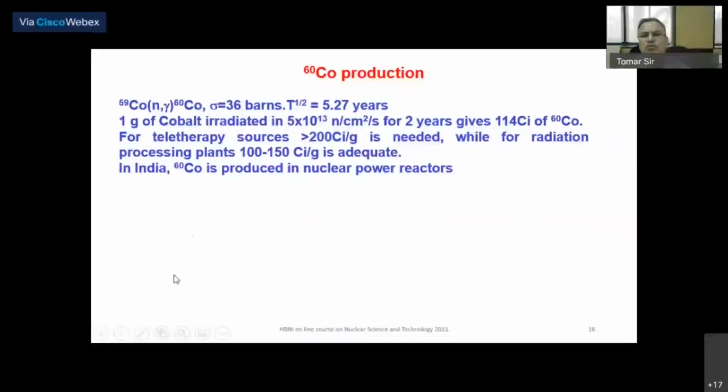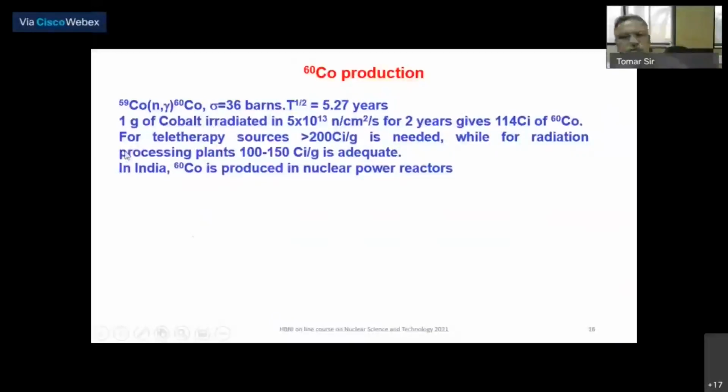Cobalt-60 is a very, very useful isotope. In fact, there is a huge demand for cobalt-60 for many applications. You will get to know this in subsequent lectures. 59Co (n,γ) 60Co, cross-section 37 barns, half-life 5.27 years. Irradiation of 1 gram of cobalt in a flux of 5×10^13 for 2 years gives about 114 curie of cobalt-60.